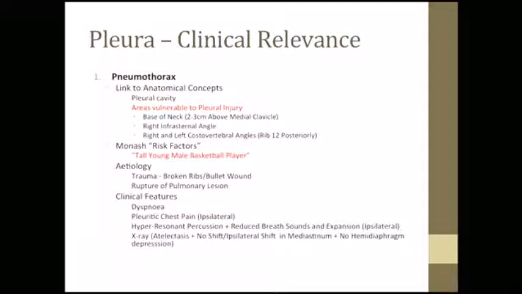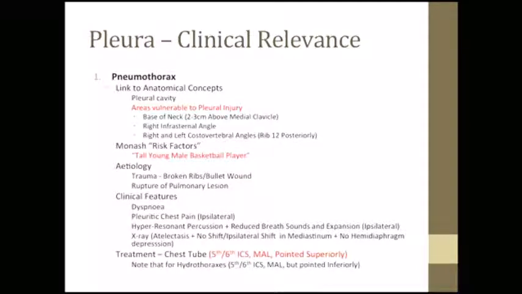On a chest x-ray, you might see atelectasis. Atelectasis is the collapse of the lung, and you might see a shift in the mediastinum, or you might not. If you see a shift, it's going to shift towards the side of the pneumothorax, okay? And this is in contrast to the tension pneumothorax.